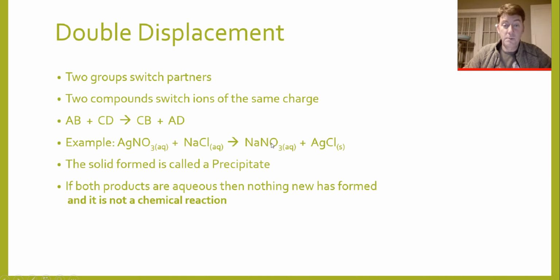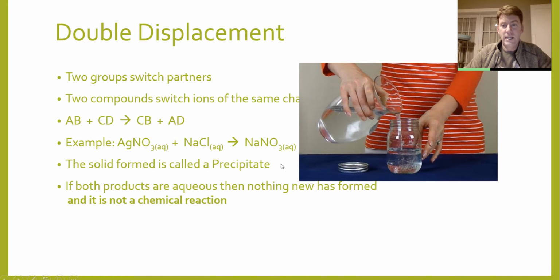Now, sometimes when you mix something together, there is no precipitate, and they're both aqueous. That is not a chemical reaction. If you did this combination, you'd be like, ooh, I got this clear solution, and I mix it with that clear solution, and it's still clear. That's nothing new being formed. That is not a chemical reaction.